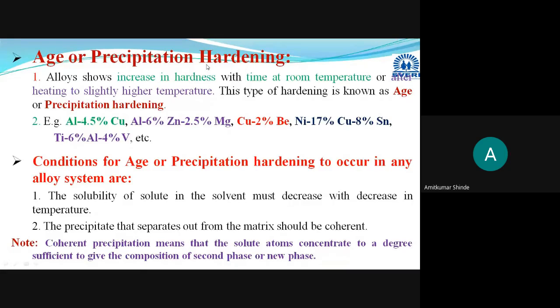Due to precipitation hardening, or due to age hardening, they will show more hardness. Now, what is the actual age hardening or precipitation hardening process? What are its different types, why does it occur, and what are the conditions for precipitation hardening to occur? There are generally two conditions which I have highlighted here, so that age hardening or precipitation hardening will take place in that particular alloy system.